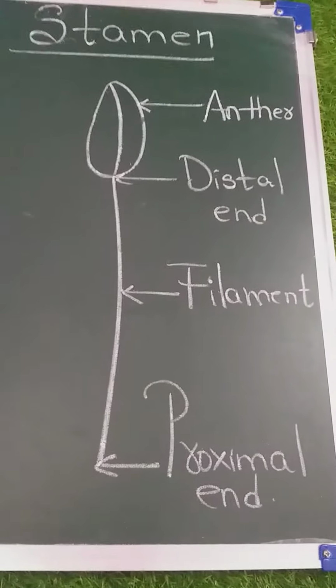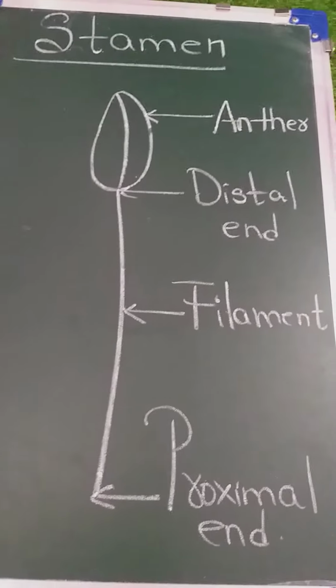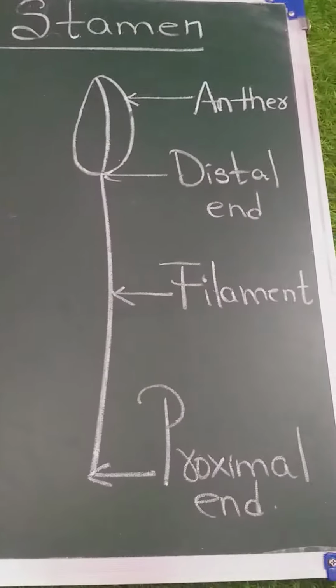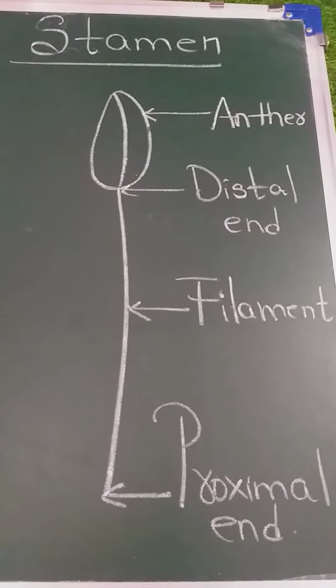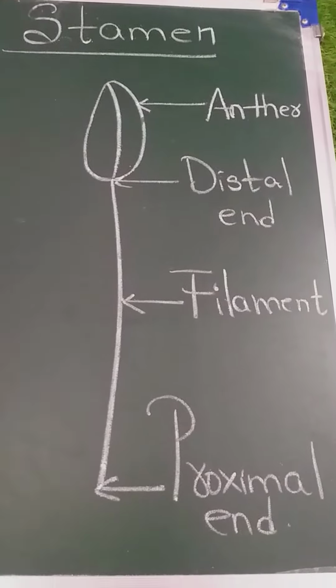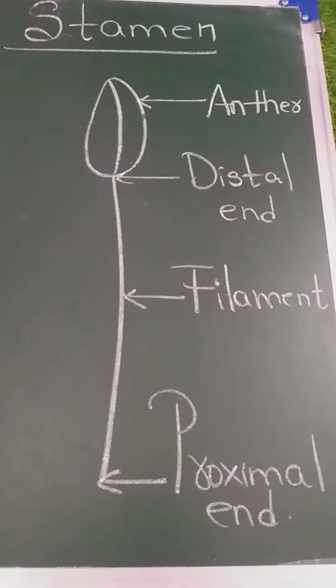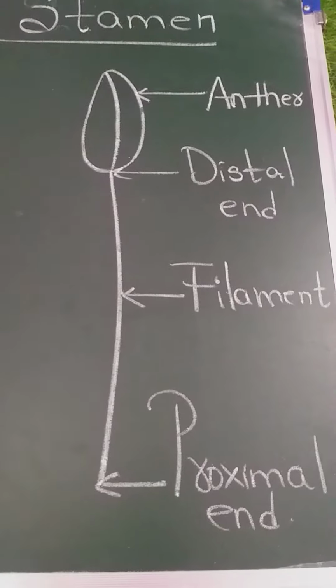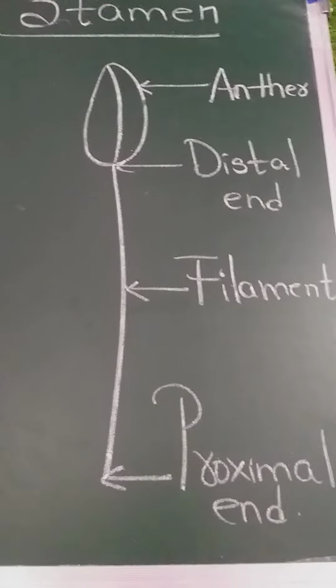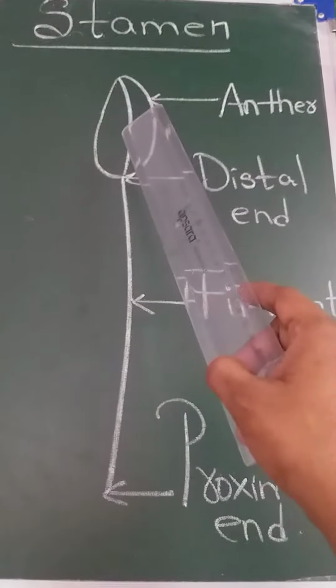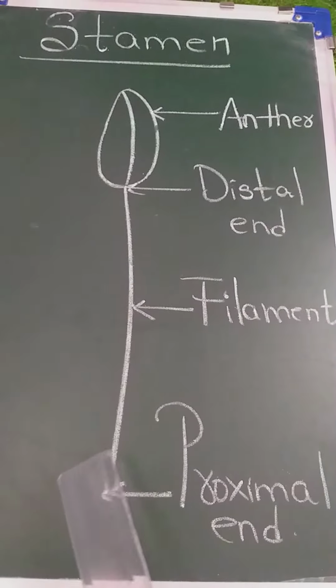Good evening. Let us now move towards the structure of a stamen. Stamen is also called the male reproductive part, and all the stamens together are referred to as androecium. If I consider the structure of the entire stamen, it is divided into anther and a long filament.